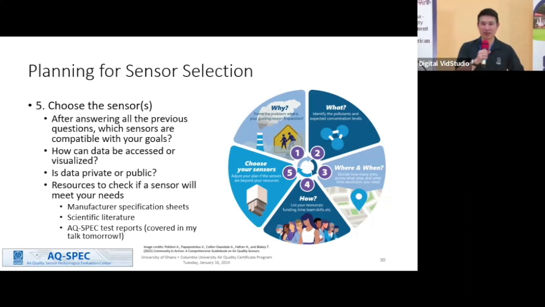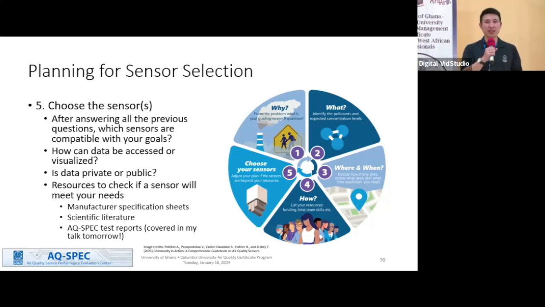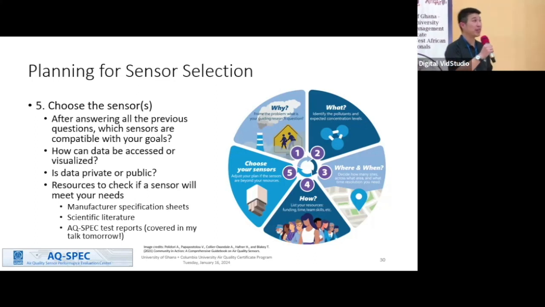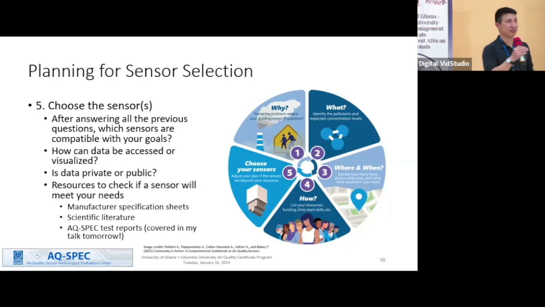Maybe take a look at the scientific literature. There are a lot of great scientists in the field who do evaluations and testing of the sensors that can provide more independent pictures of how these products actually perform. And then finally, I want to point out AQ-SPEC test reports. The Air Quality Sensor Performance Evaluation Center is the program that I run, and we publish test reports about all these different kinds of sensors that we've tested in the field and in the laboratory, and I'll be talking about that tomorrow. But you should definitely use as many resources as you can to make sure that before you commit money to buying a sensor, it's going to do most of the things you need it to do for your project to be a success.